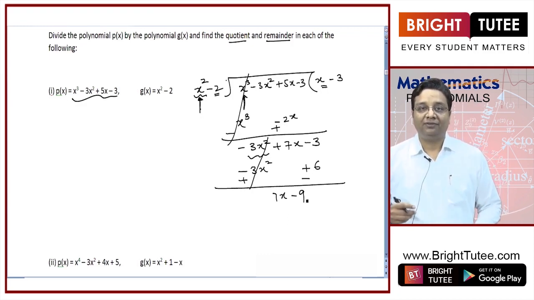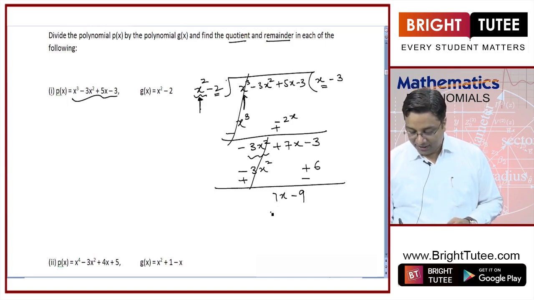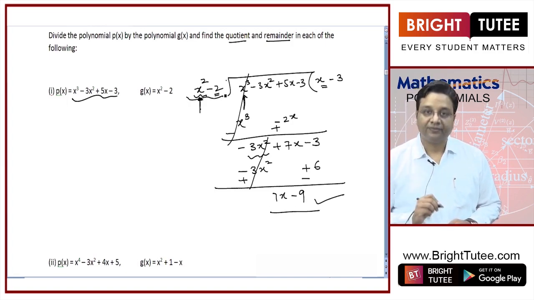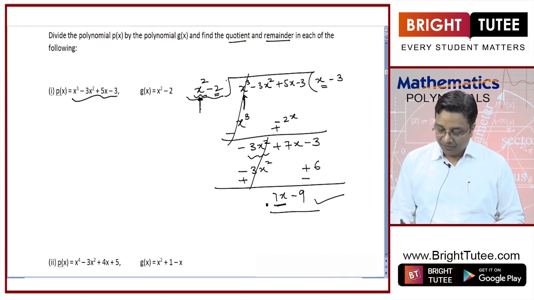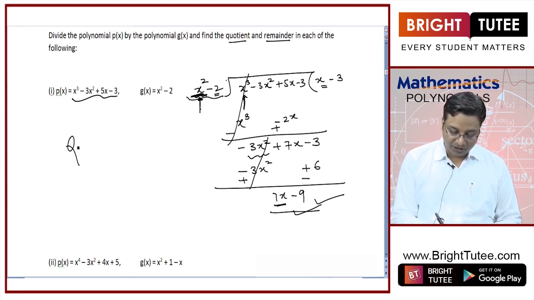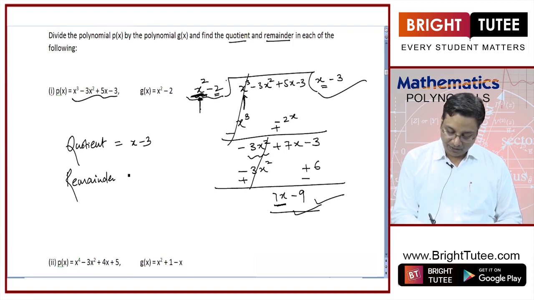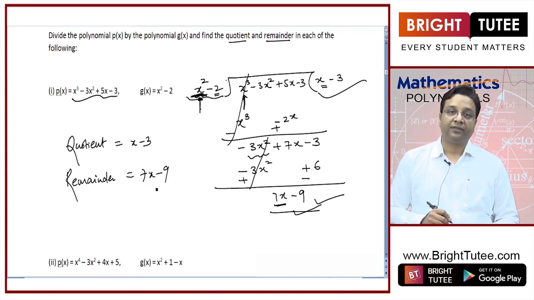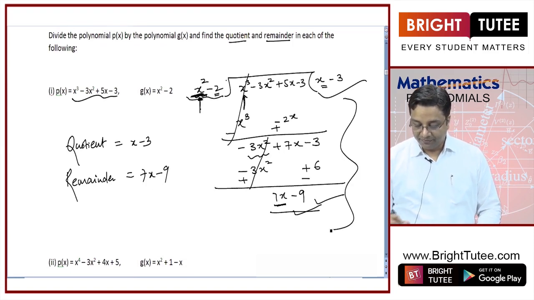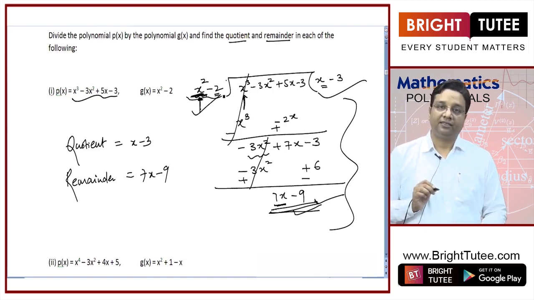Now, you notice that we cannot divide it further. Why? Because the degree now is lesser than this. I cannot produce this term by multiplying any polynomial with this. All right. So, this is the remainder here. So, now for this question, quotient is x minus 3, and remainder is 7x minus 9. Okay. So, where do we stop dividing? When we get the remainder such that the degree is lesser than the divisor.